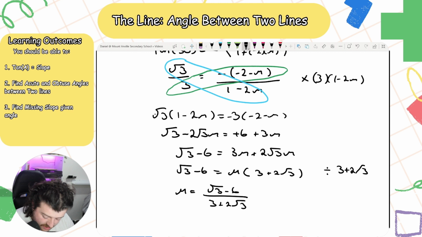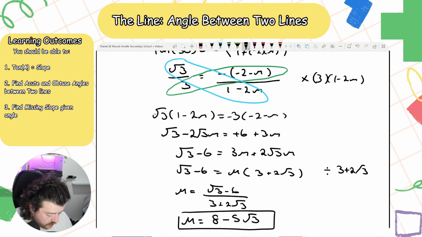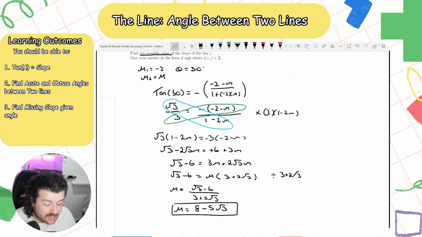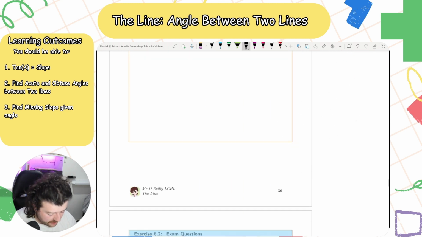So put that in your calculator. 3 plus 2 root 3. And my answer here is my slope is equal to 8 minus 5 root 3. That is one possible slope we need. So we only need one slope here. We could have taken the plus sign or the minus sign. Didn't really matter. All right.